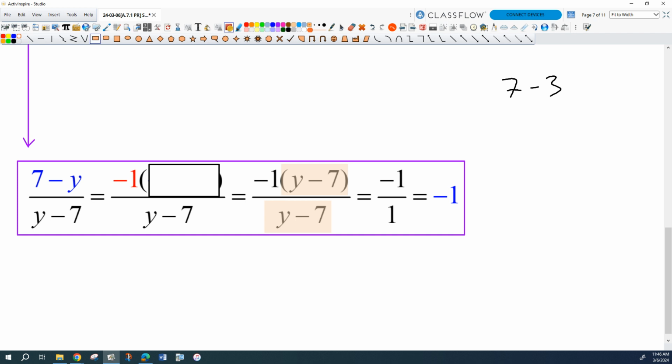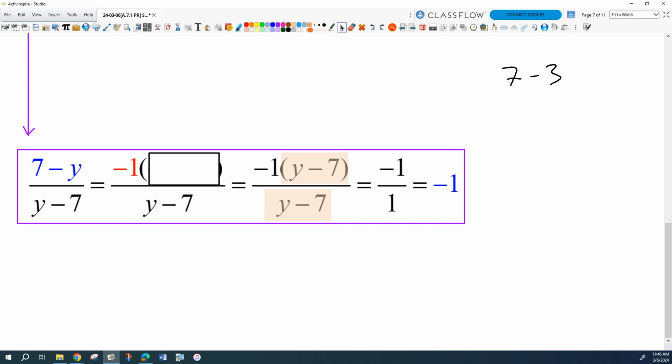Okay, so then that's a -7. The first part is right. -1 times what would give me -y? Positive y, right? -1 times positive y gives me my -y that I started with. So does everybody agree that's what I get when I undistribute a -1?